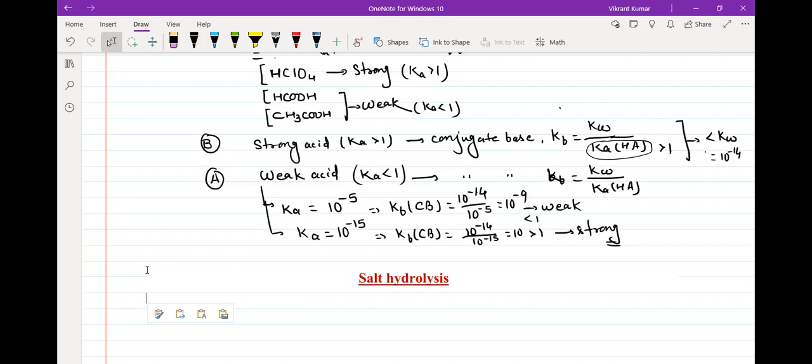So just getting surrounded by solvent molecules in general is called solvation, and if the solvent is water, it is called hydration. Just getting surrounded by the water molecules will be called hydration. But if it reacts with water, it is called hydrolysis. Understood the point now? So reaction with water molecules will be called hydrolysis. Getting surrounded by water molecules will be called hydration. Is it okay? So that's the first point.